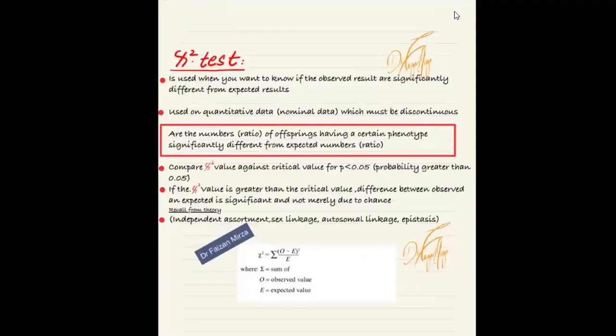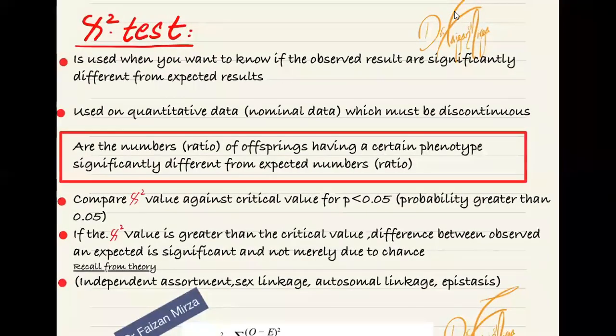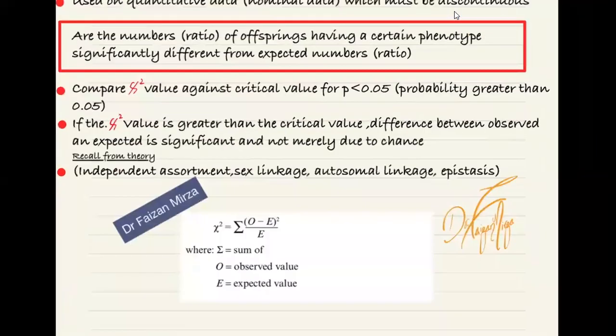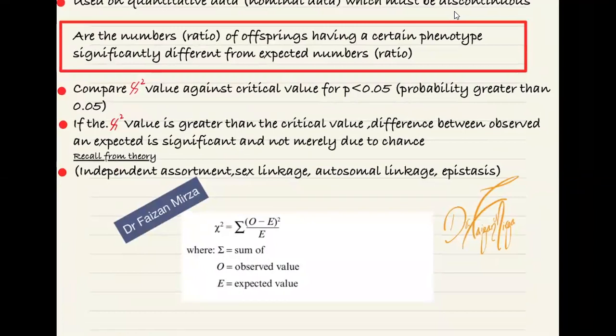When you're using the chi-square test, it is used to know if observed and expected results are significantly different from one another or not. You have quantitative data, nominal data, which must be discontinuous. Discontinuously, it will be in separate categories. For example, ratios will be provided to you. You should know when you get a 1:1 ratio, and you should know when you get a 9:3:3:1 ratio, and you should know how to calculate the expected values. I've already discussed this in my videos in the inherited chain chapter.